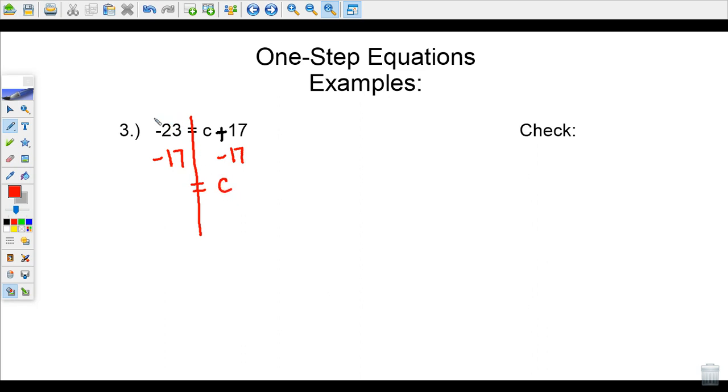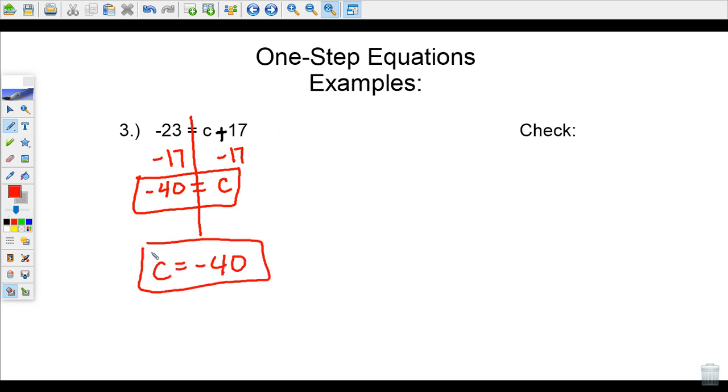Over here, this is negative 23, this is negative 17. You could do negative 23 minus 17, or you could just think of it as an addition problem, negative 23 plus negative 17. Negative plus negative is more negatives. That would be negative 40. c is by itself, so here's my answer. If you would feel better writing it with the c on the left and saying c equals negative 40, you can certainly do that. And now let's check it.